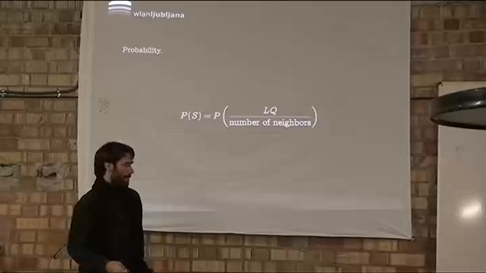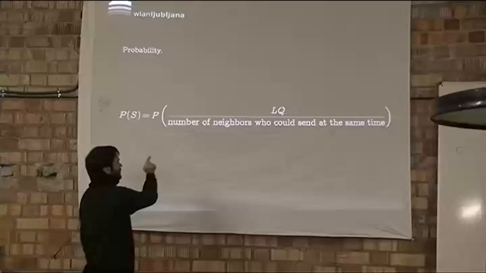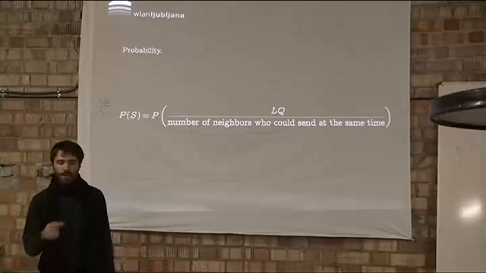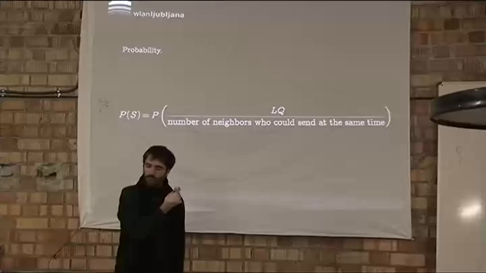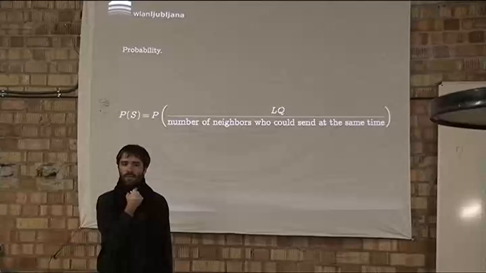The point is that maybe the better measure is the number of neighbors who would send at the same time. So this means if it is half duplex, I'm counting those which are half duplex, for example. Okay, not full duplex. What about the neighbors that you don't see? Yeah, this is of course an approximation again. About the neighbors I don't see, I don't care, because if I couldn't get any packets from there, they probably don't influence me.